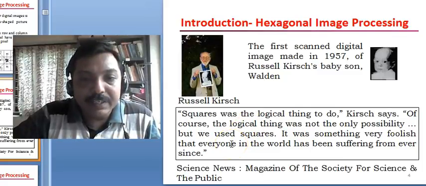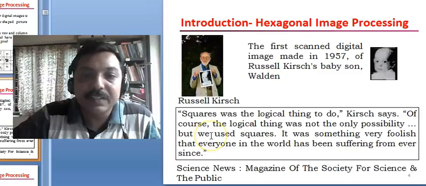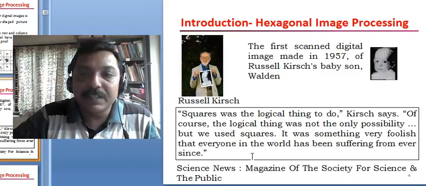But later, in an interview given to a science magazine, he himself said that the square was the logical thing to do. Of course, the logical thing was not the only possibility, but we used squares. It was something very foolish that everyone in the world has been suffering from ever since. That means, from his own words, we can say that there may exist other possibilities. That is, there may exist other shapes for representing an image.